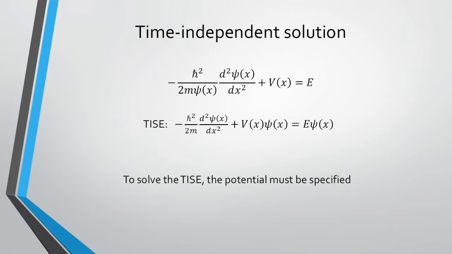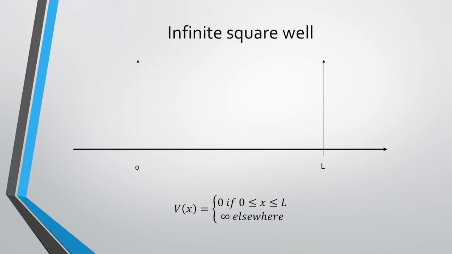Let's move on now to a time-independent solution of the Schrödinger equation. After a separation of the variables, we ended up with the equation on the top. Now, if you multiply both sides by psi of x, we will end up with the famous time-independent Schrödinger equation that you can see there. To solve this equation, the potential must be specified. We are going to take a very special case, the infinite square well, where the potential is 0 between a region of x between 0 and L, and it is infinite elsewhere.